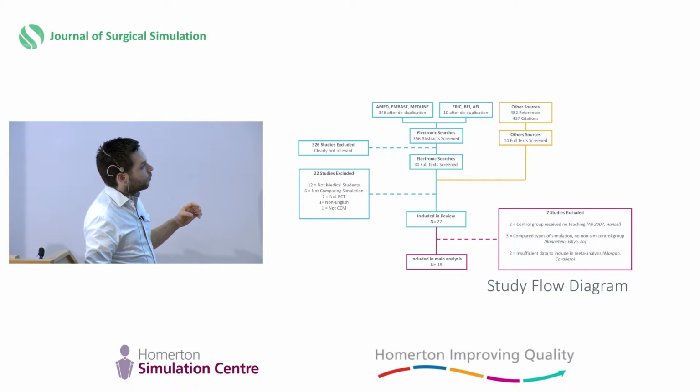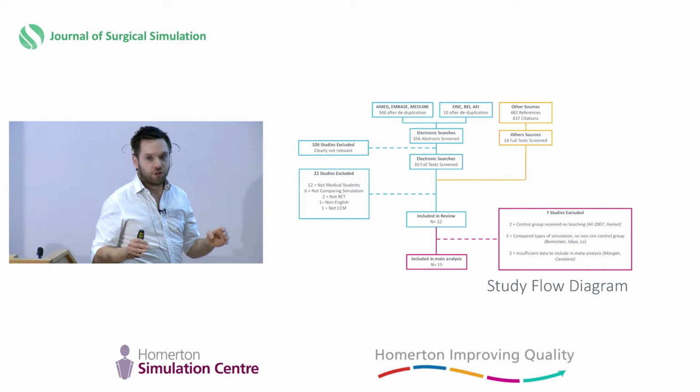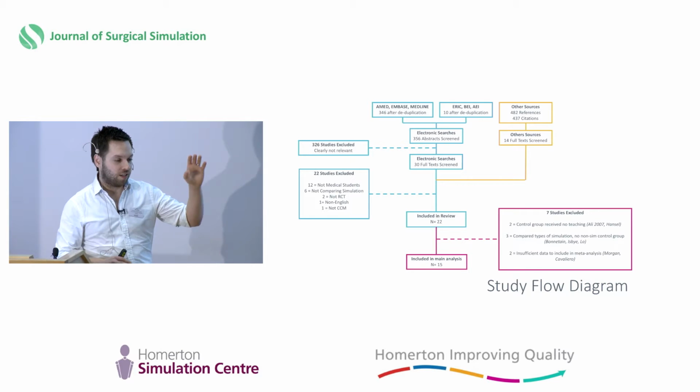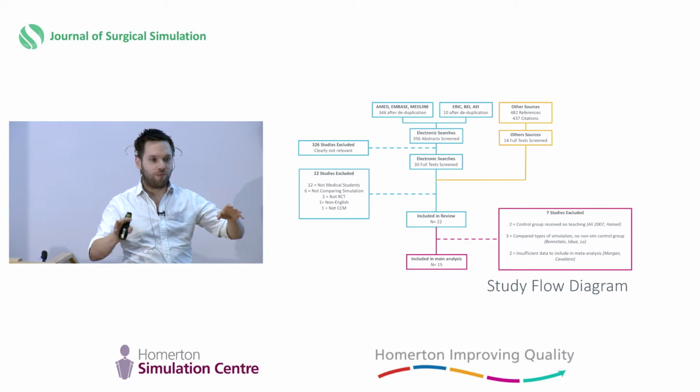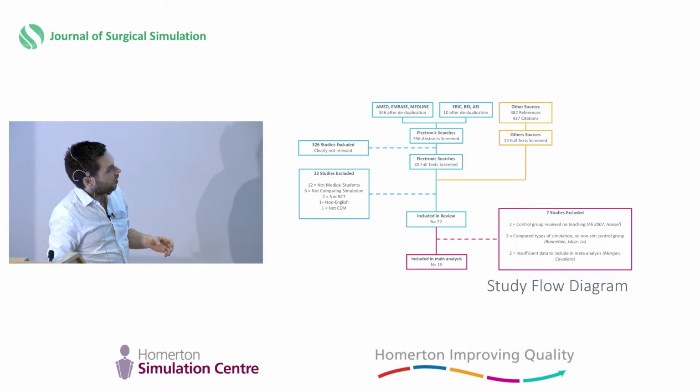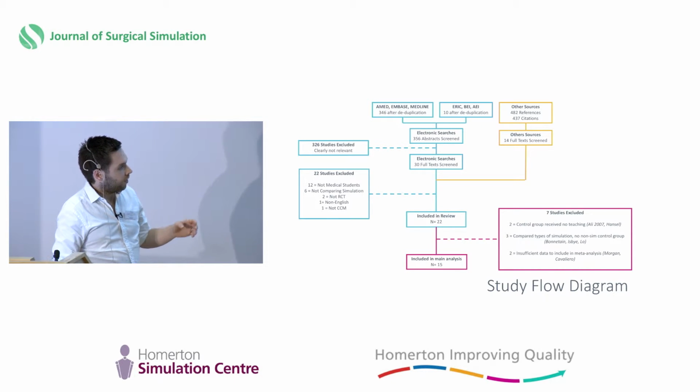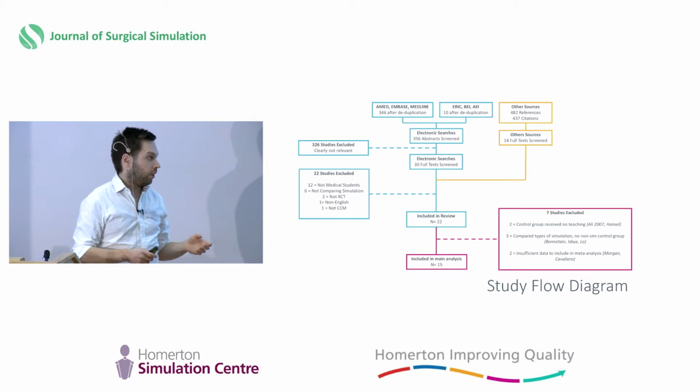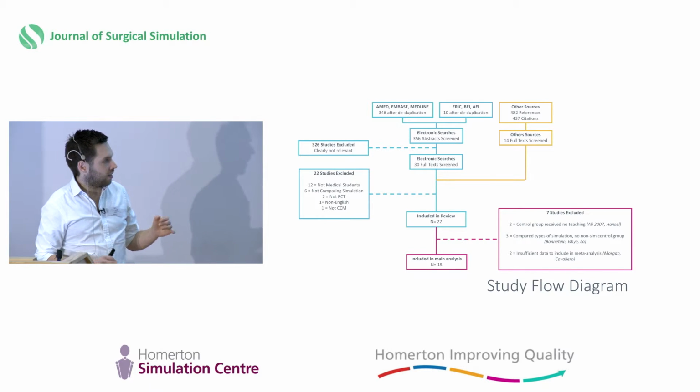So 2 of the control group received no teaching. So the simulation group had simulation, and the other group was sat in a room basically with nothing to do. These 3 studies compared 2 different types of simulations, so that wasn't includable. And then 2 of the studies had insufficient data.